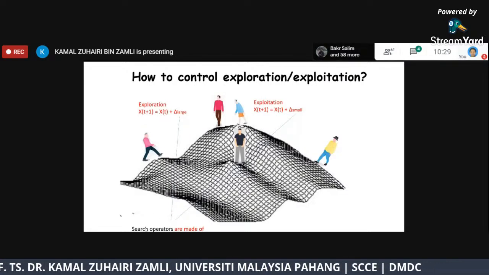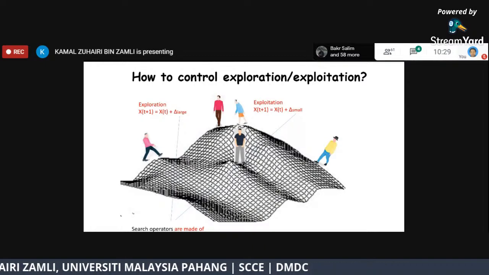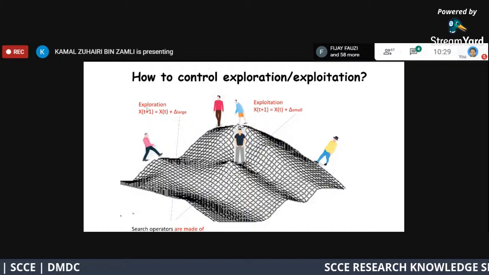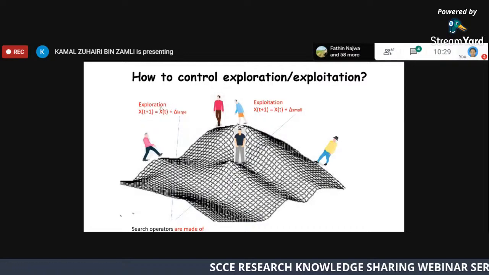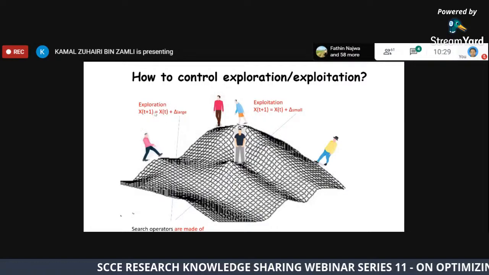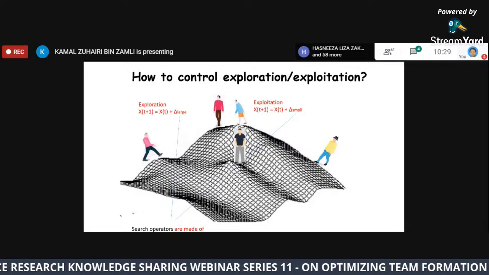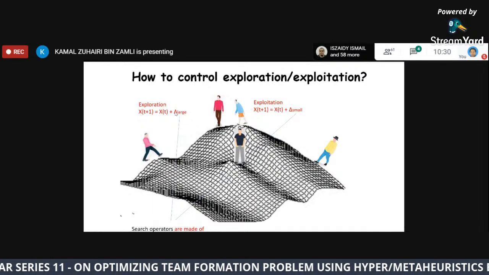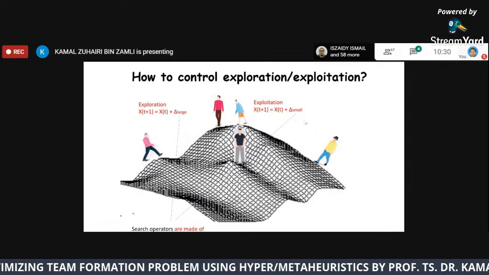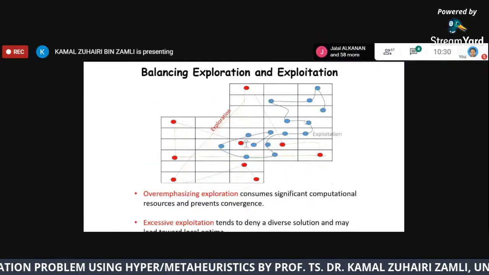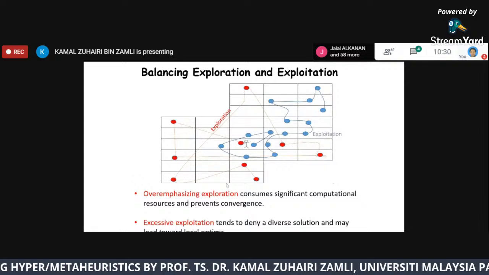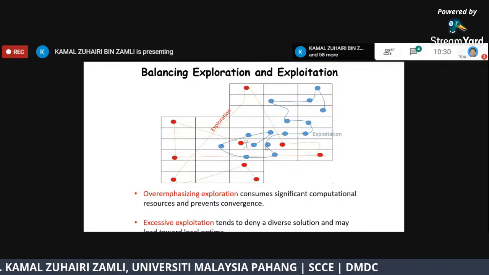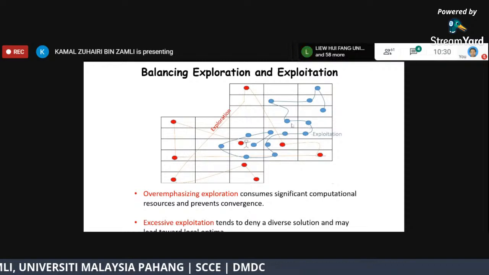The search operators are made of random values. In other words, whenever you do the update, it is highly unlikely that the same place is visited twice if you use random values. So typically, these are related to some randomness. When you explore, you move very far. When you exploit, you move to your next neighbor.